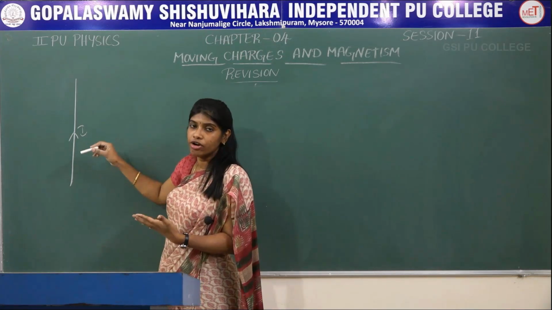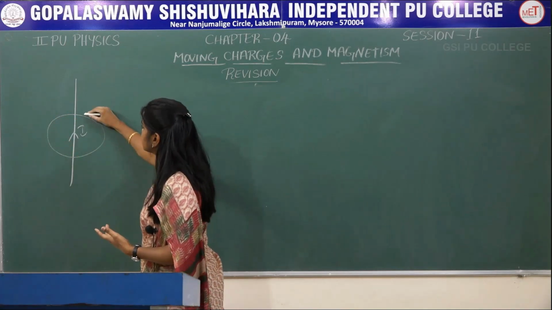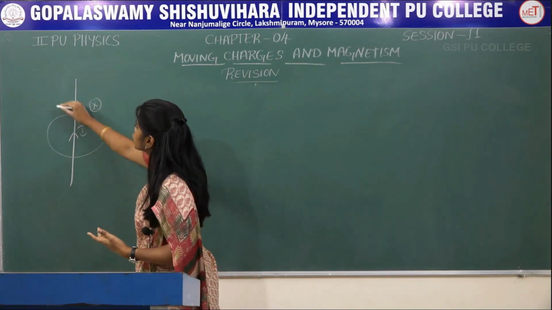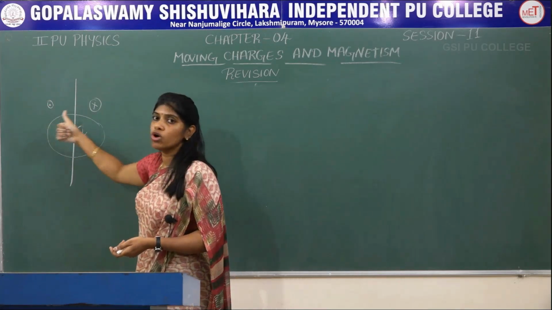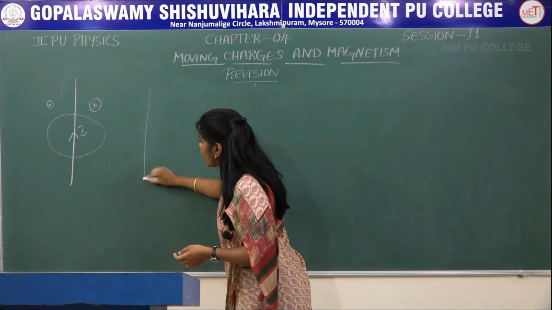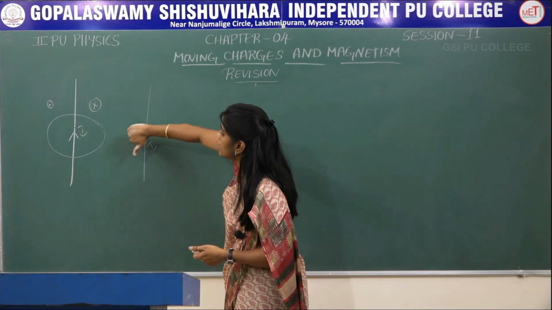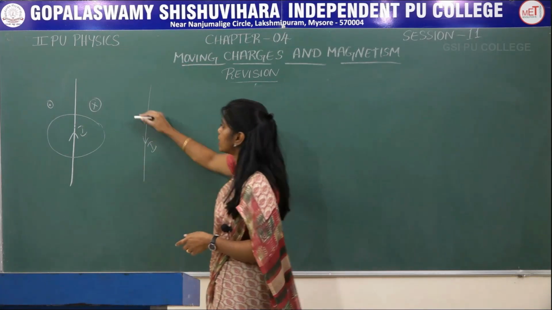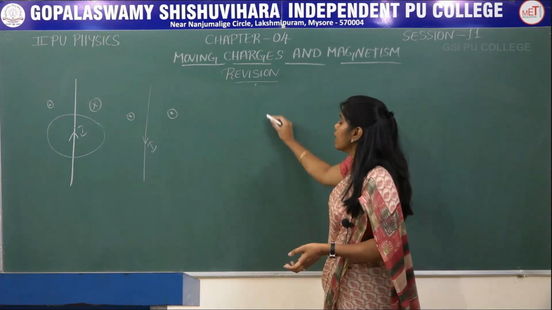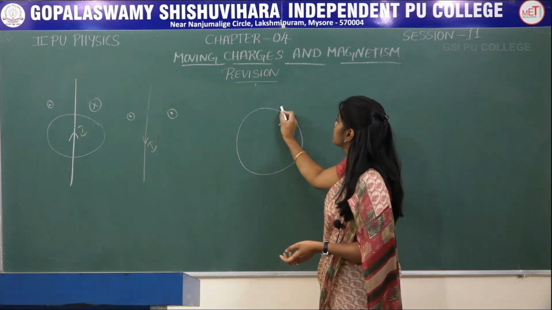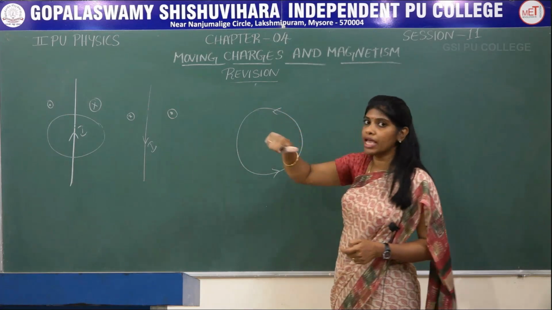Whenever the current is linear, the magnetic field will be circular. So, here this is the direction of the magnetic field: into, out, into, out. Now, let me take a case where the direction of current is reversed. Now, the direction of current is downwards, then the magnetic field will be in this direction, that is into and out.